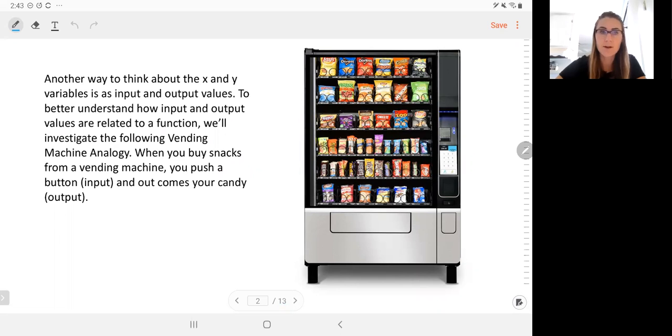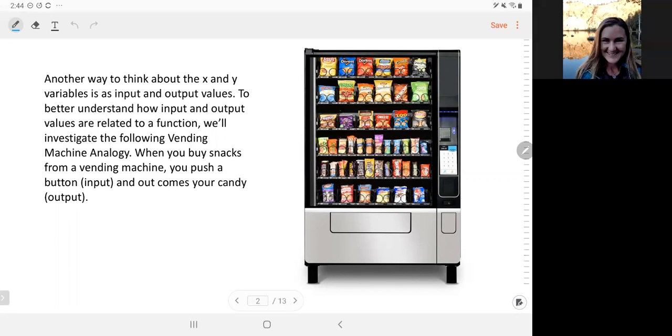To better understand how input and output values are related to a function, we'll investigate the following vending machine analogy. When you buy snacks from a vending machine, you push a button, input, and out comes your candy. So if I put my money in, I have to push a letter and a number. And my personal favorite, Sour Patch, came out. So the input here is the button that you push, and the output here is the candy.